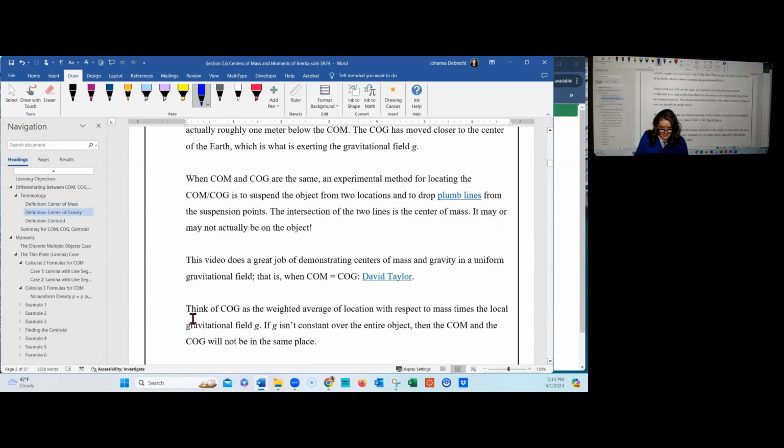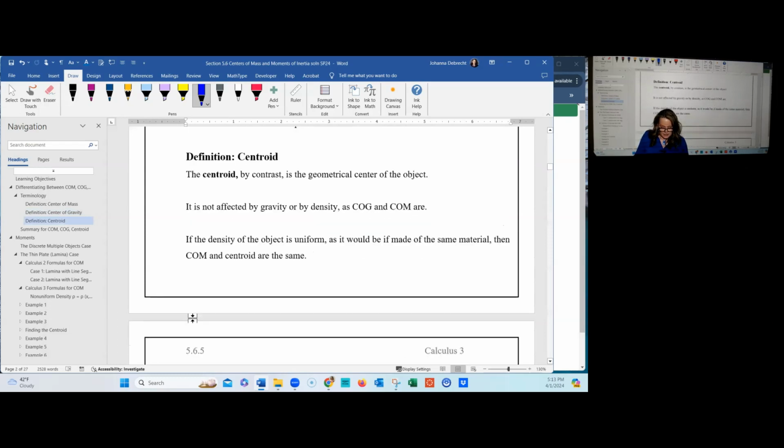Now, let's take a look at the centroid. The centroid is the geometric center of the object. So the geometric center is just the center with respect to geometry. It does not take into account the density of the object, nor does it take into account the gravitational field. It ignores gravity and it ignores density. It just looks for the middle of it, if you will.